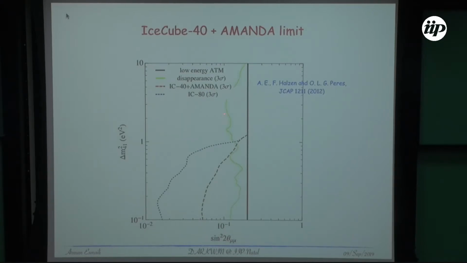And at the end, this is what we published in 2011 or 12, that we got this limit at that time on the sterile neutrino. Of course, there was no observation. But at that time, the global fit was here, so it still was escaping the limit.